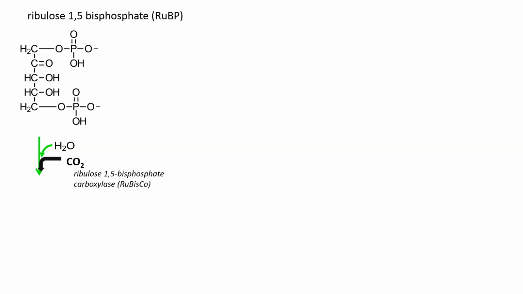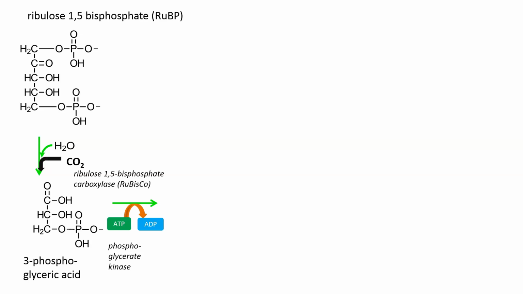To it, it adds water and it adds carbon dioxide. The first stable intermediate you get out of that is called phosphoglyceric acid. It is a 3-carbon unit. So basically, out of one ribulose 1,5-bisphosphate and 1 carbon, you get 2 of these.